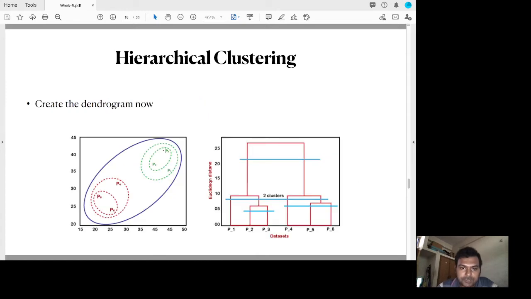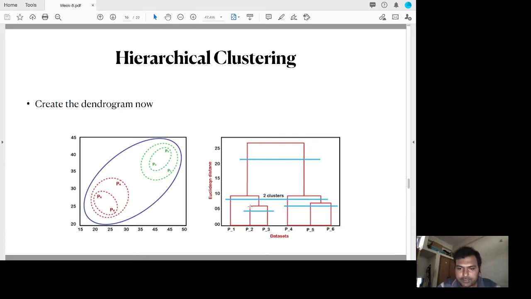P2 and P3, I don't know whether it is visible or not, are the points which were clustered first, these 2 points. You see P2 and P3 are clustered here, and the Euclidean distance, which is the length of this bar, is the smallest among all other points.